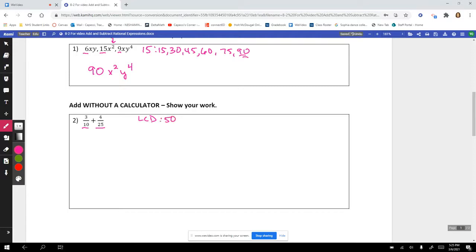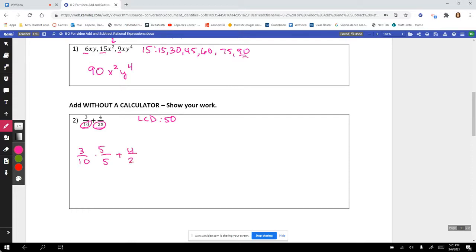So what I need to do before I add is I need my 10 to be 50 and I need my 25 to be 50. My denominators need to be the same when I add or subtract. So I'm going to start with the fraction I have. And I need that denominator to be 50, so I need to multiply the bottom by 5. Whatever I do to the bottom, I have to do to the top.